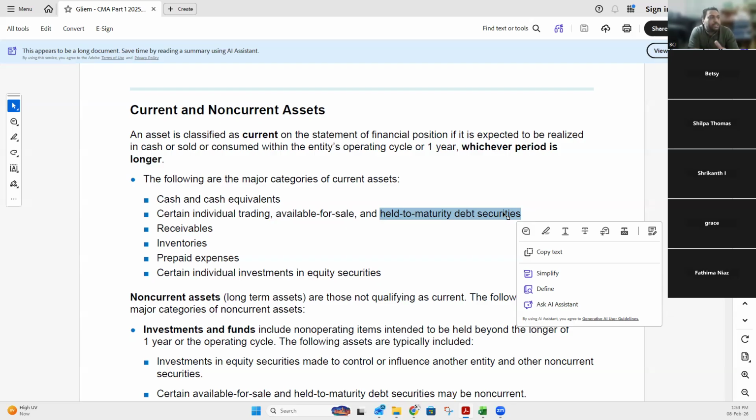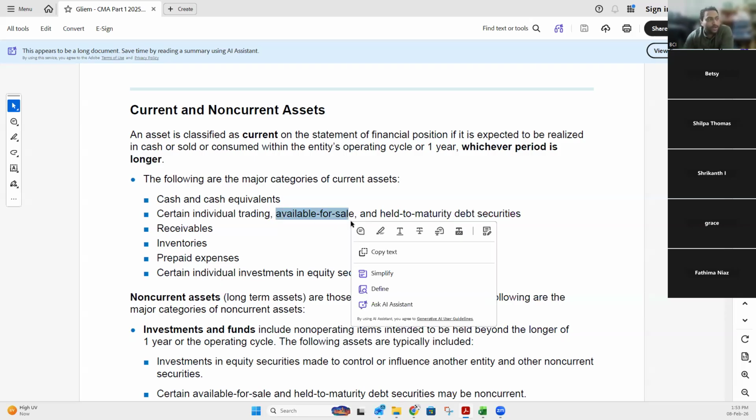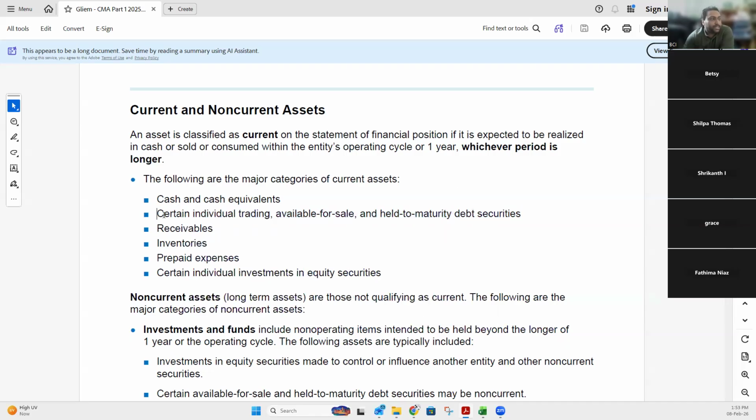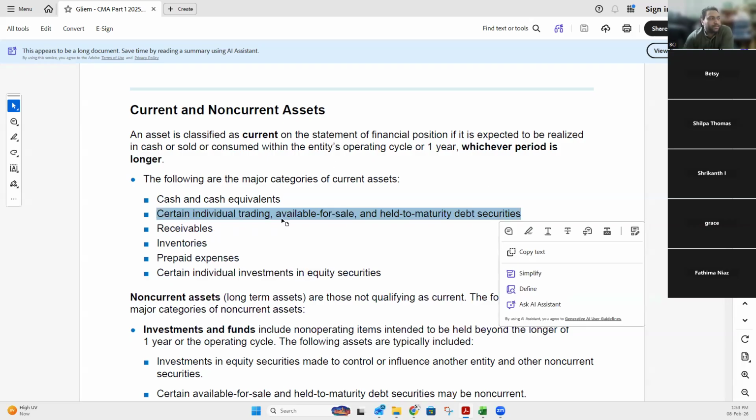What happens to these securities later on? Sometimes you decide that we are not going to hold till maturity, we will sell it. Then these securities become available for sale debt securities. These securities will fall under current. That's why we say that certain individual trading securities and available for sale and held to maturity securities will come under current assets. Not all, only certain securities.